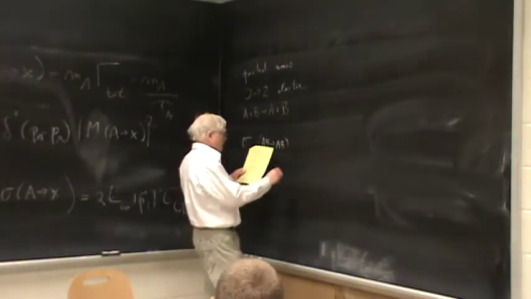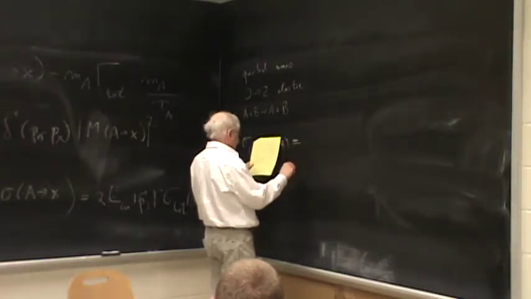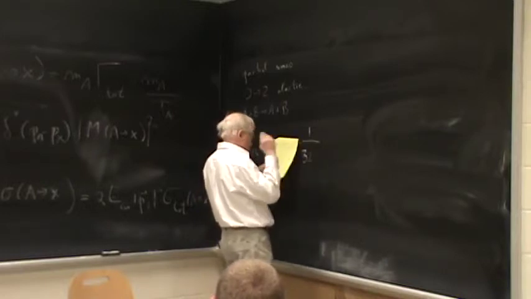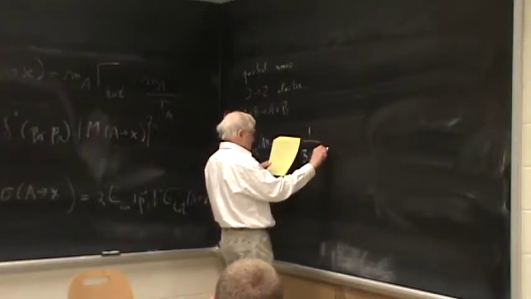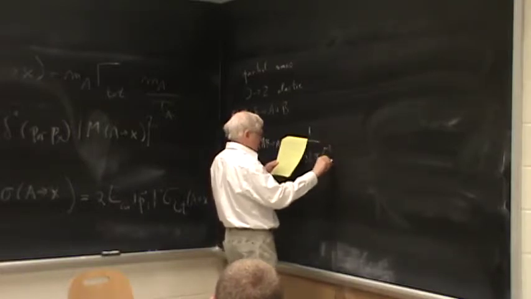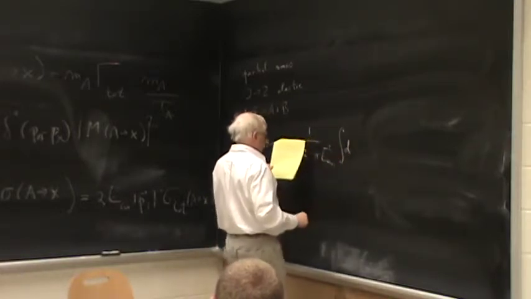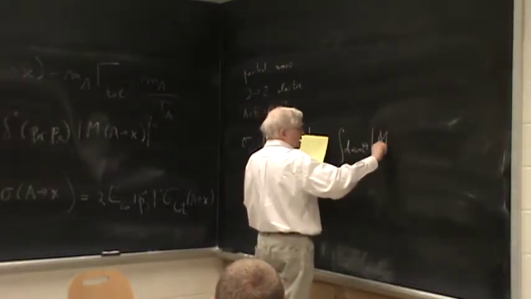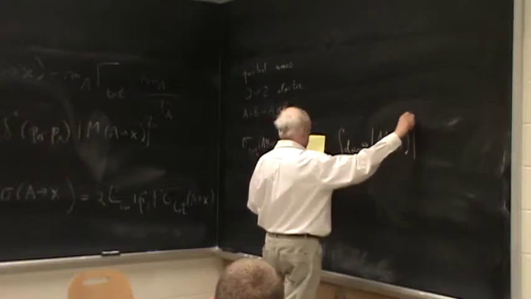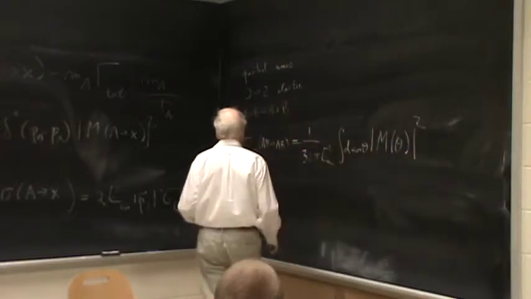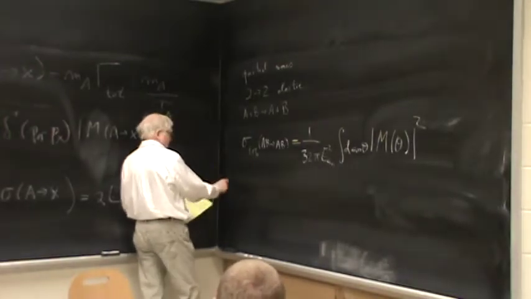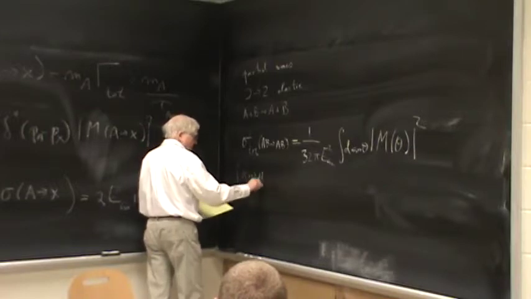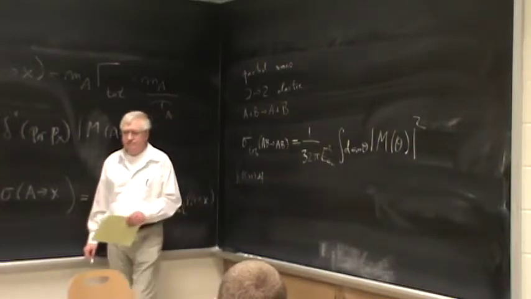So the sigma total, what is it? Well, it turns out, we found months ago, this is 1 over 32 pi E center of mass squared, integral d cosine theta, the amplitude as a function of theta, squared. And if you want to know where this came from, you integrate equation 5.32 over the azimuthal angle phi.